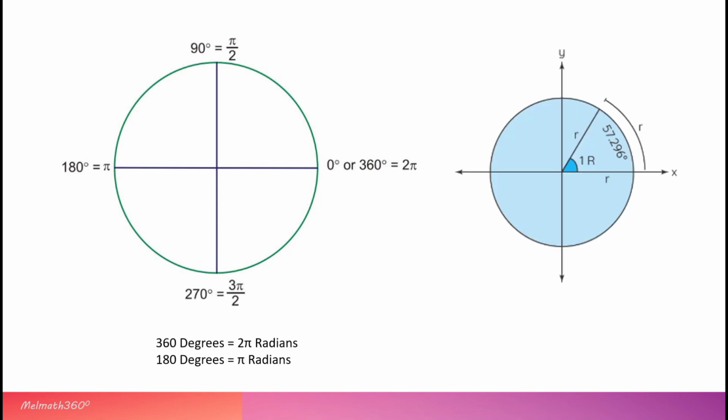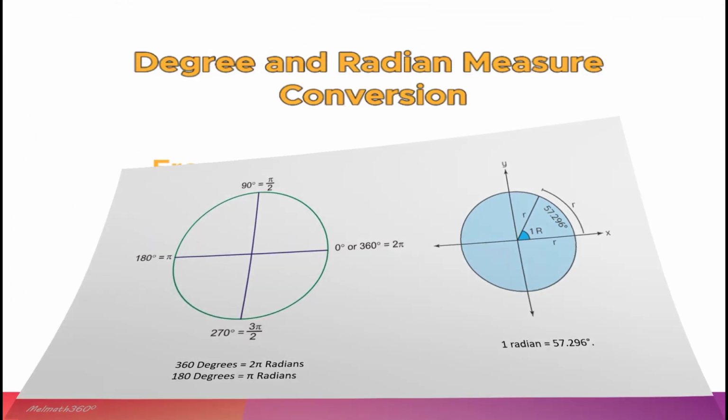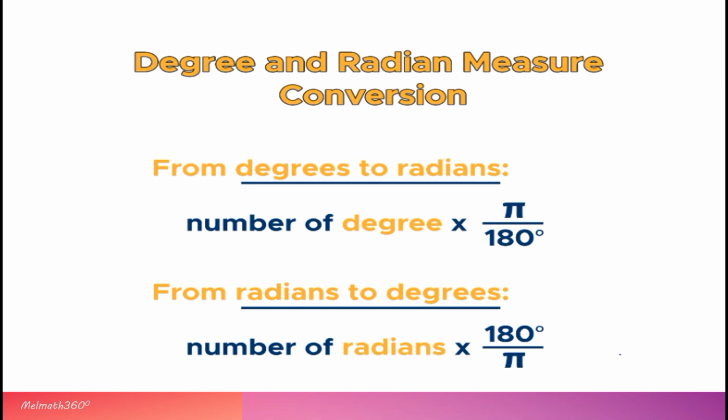In this figure, the image shows the measure of 1 radian as 57.296 degrees. So 1 radian is the angle that is formed at the center of a circle by an arc whose length is equal to the radius r of the circle. To convert from degrees to radians, multiply the number of degrees by pi over 180 degrees. And to convert from radians to degrees, multiply the radians by 180 degrees over pi.